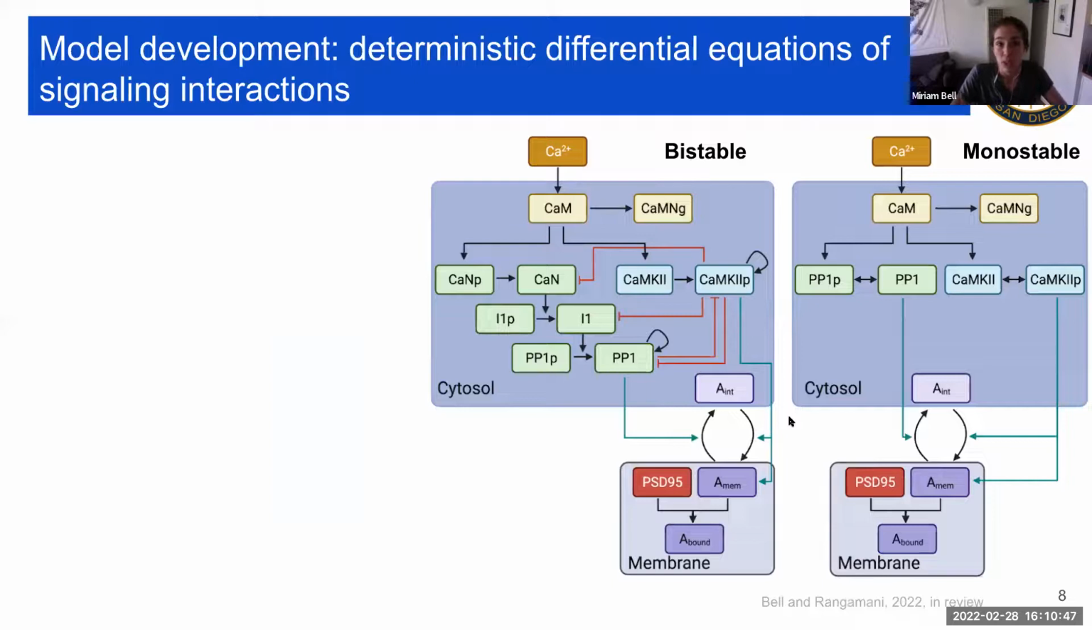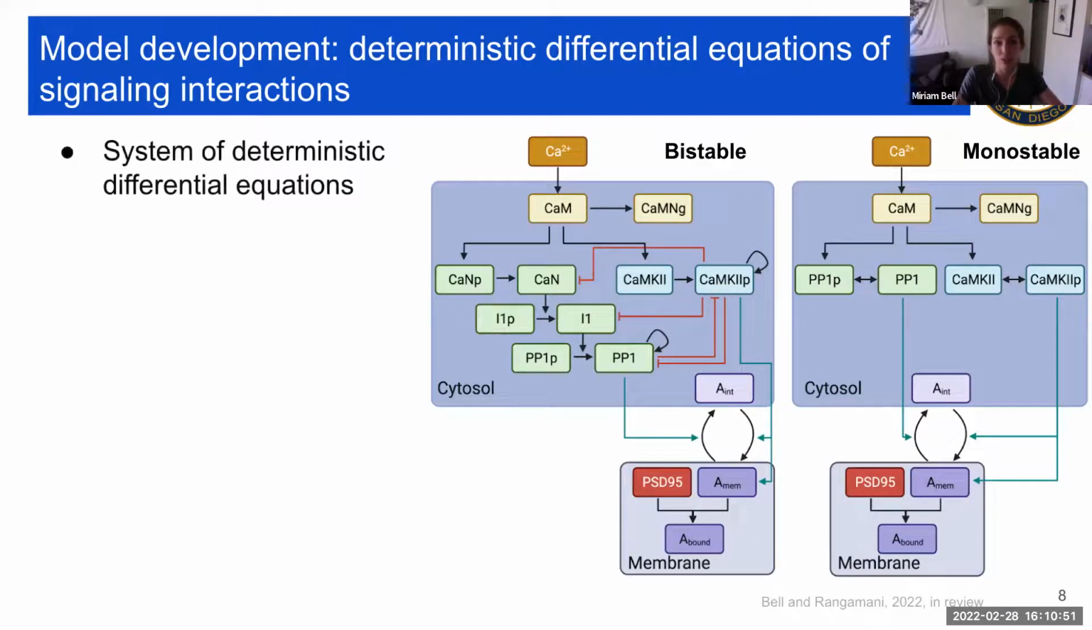So to answer this question, we built a computational model of deterministic differential equations that describe the interactions of key signaling species known to be involved in synaptic plasticity. We constructed two different signaling networks for CAMK2 and phosphatase dynamics. The first model, seen on the left here, is called bistable, and it reproduces CAMK2 dynamics that could produce a sustained elevated steady state for CAMK2.